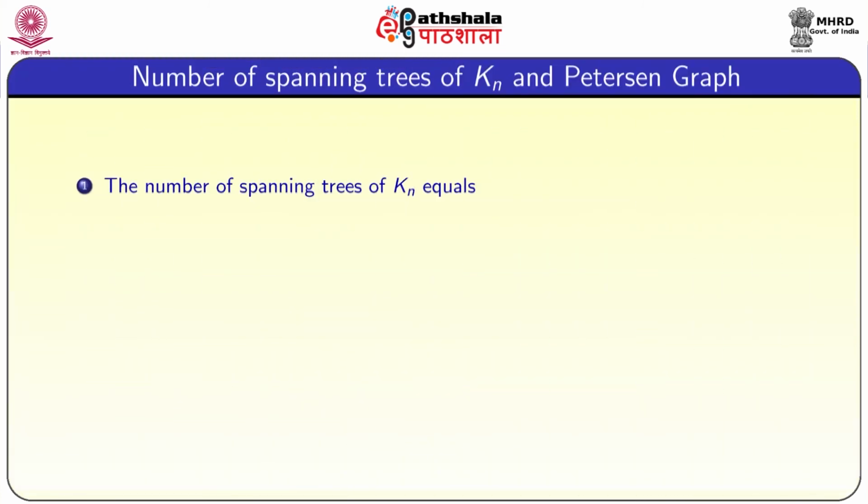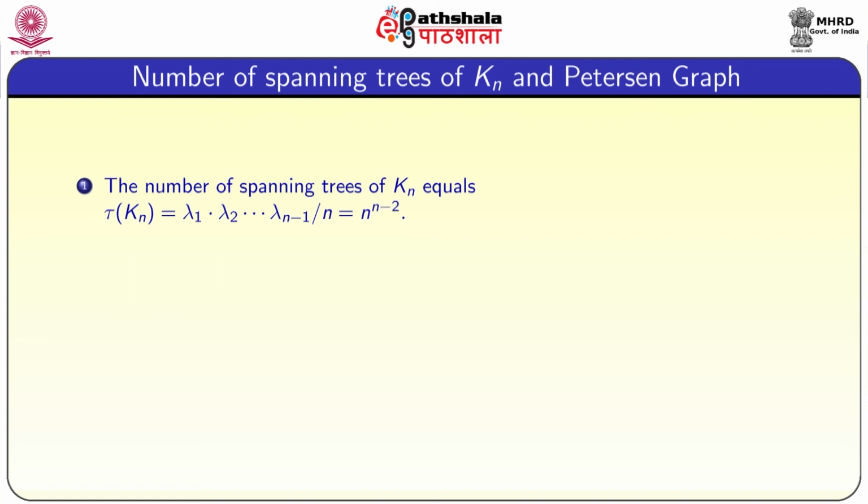Now we will use the matrix tree theorem to find the number of spanning trees of Kn. We will also use the previous result, that is, the number of spanning trees is equal to the product of all eigenvalues excluding 0, divided by n. So first we are going to find the number of spanning trees of the complete graph Kn, then the Petersen graph.